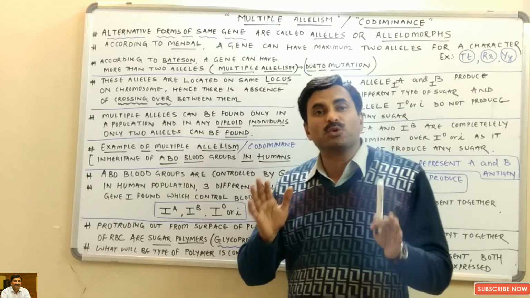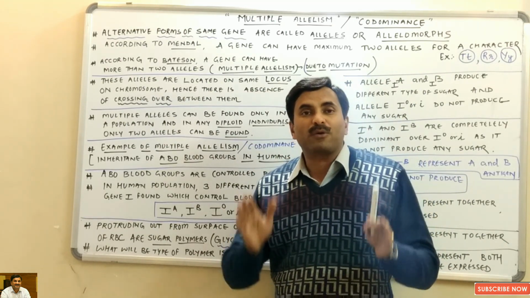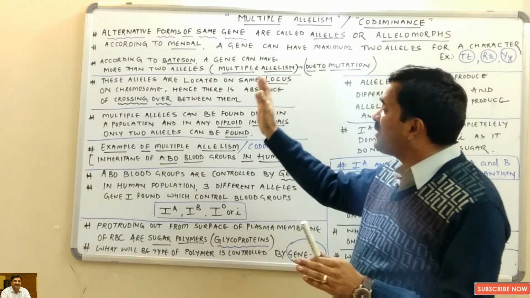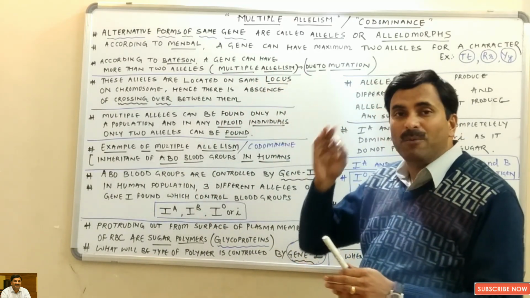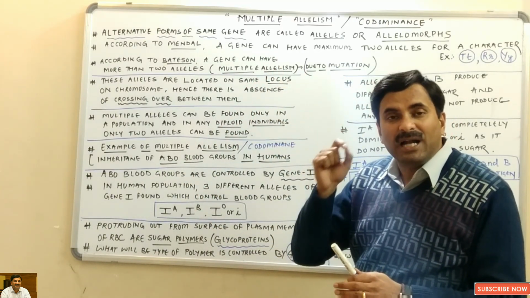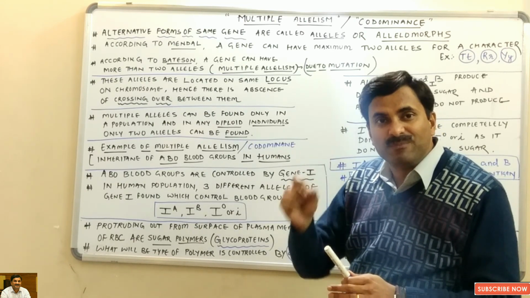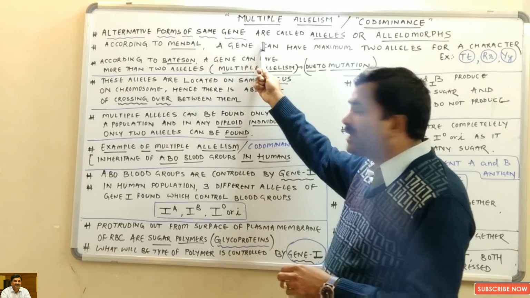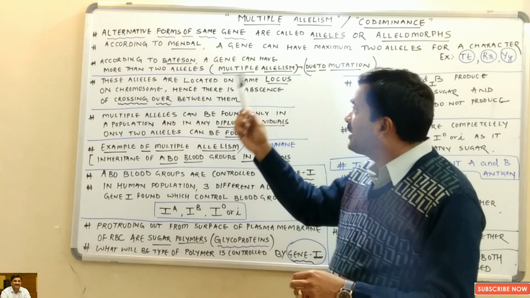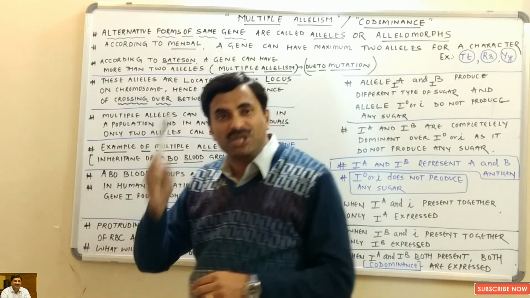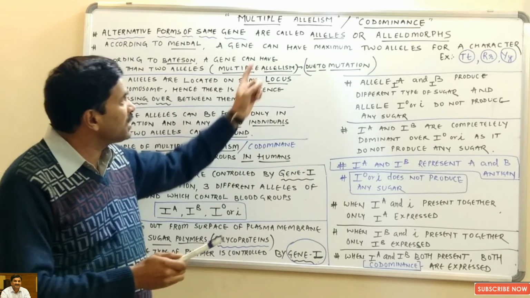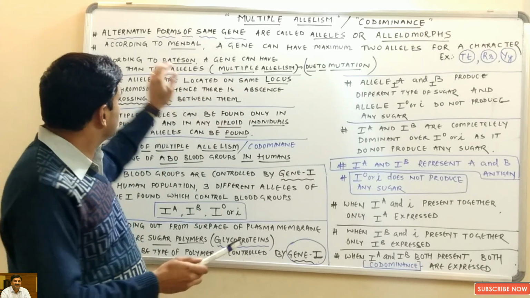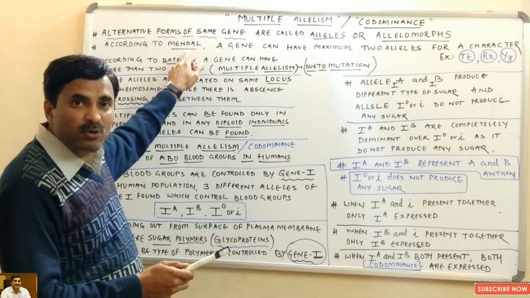Now, to know what multiple allelism is, first of all you must know what you mean by an allele or an allelomorph. Alternative forms of the same gene are called an allele or allelomorph. Once again I am repeating, alternative forms of the same gene represent what? Allele or allelomorph.